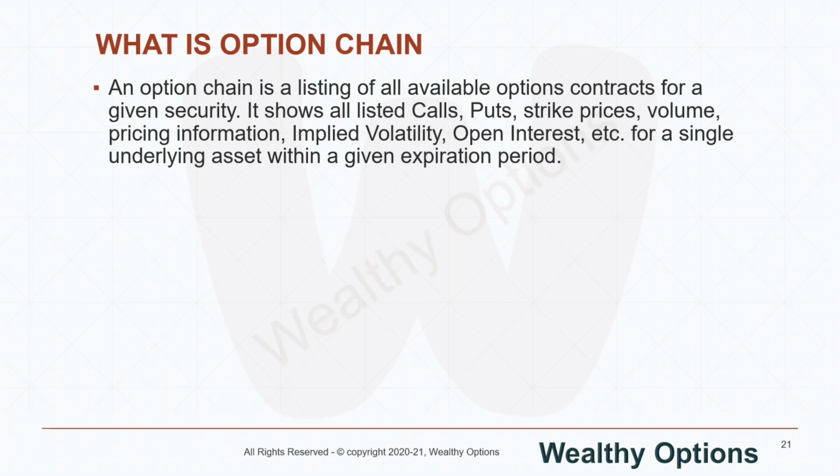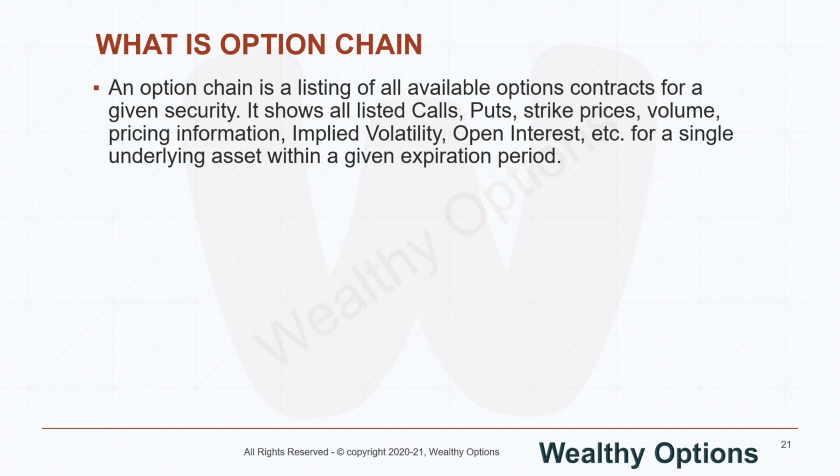An options chain is a listing of all available options contracts for a given security. So here the security means it can be an index like Nifty and Bank Nifty or stocks like Reliance, TCS, Infosys. And it shows all listed calls, puts, strike prices, volume, pricing information, implied volatility, open interest, and much more. And all this information for a single underlying asset.